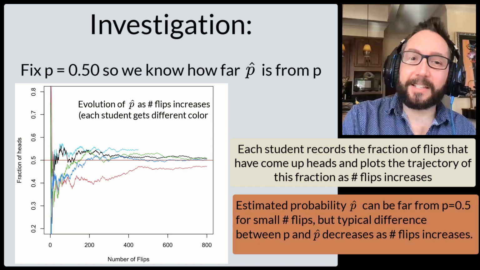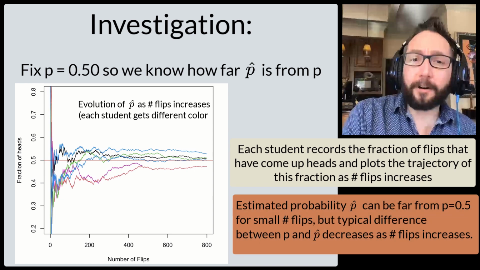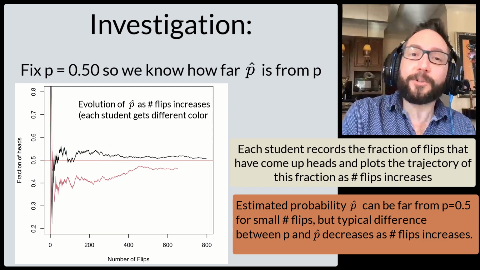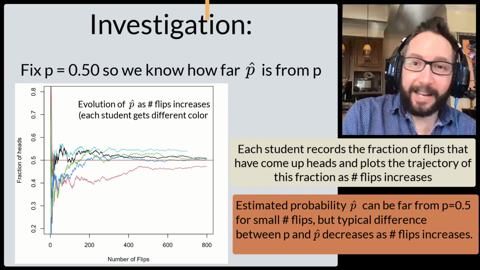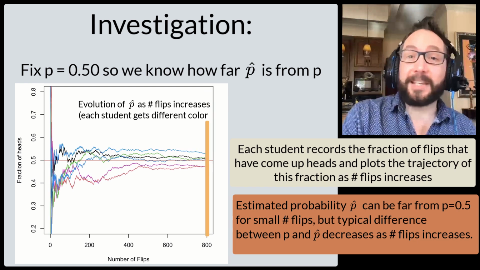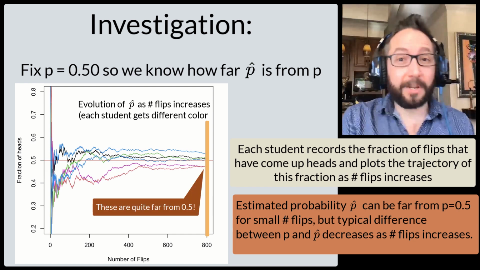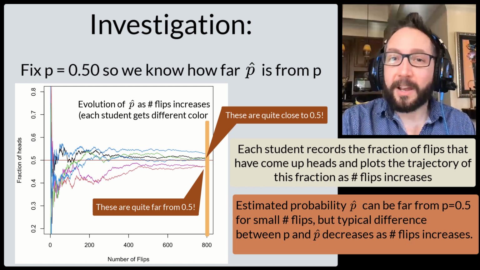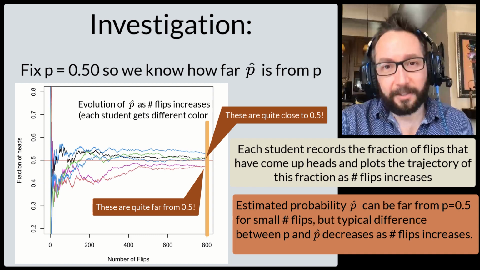One thing we see is that the p hat, the estimated probability, can start out really quite far away from 50%, but those p hats seem to edge closer and closer to 50% as the number of flips increases. But at any given number of flips, sometimes the estimates, the p hats, are pretty far away from 50%. Sometimes they're relatively close to 50%. There's definitely a lot of variation that we see in these trajectories, these estimates from one student to another.